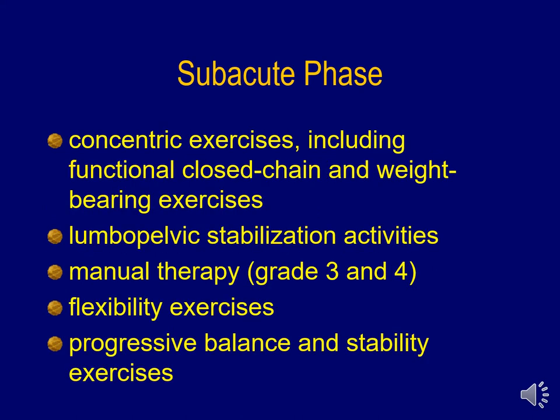With respect to the subacute phase, here we're not going to be dealing with as much pain dominance as we are with restrictions in range of motion and strength. And so here we can use manual therapy, flexibility and range of motion exercises to begin to increase mobility. With respect to our manual therapy here, we can increase to grades 3 and 4 because, again, we're not dealing with folks who are pain dominant. We can work into tissue resistance and begin to address some of those accessory joint mobility issues.